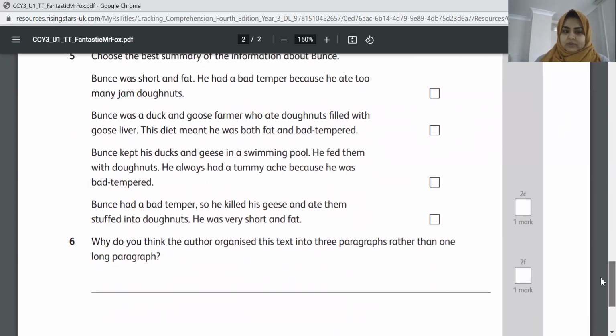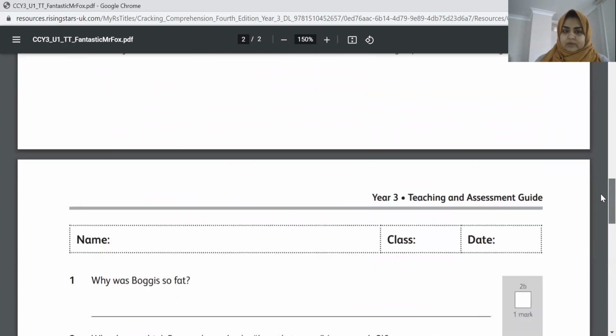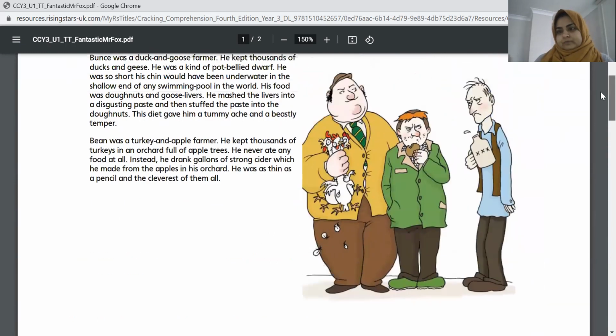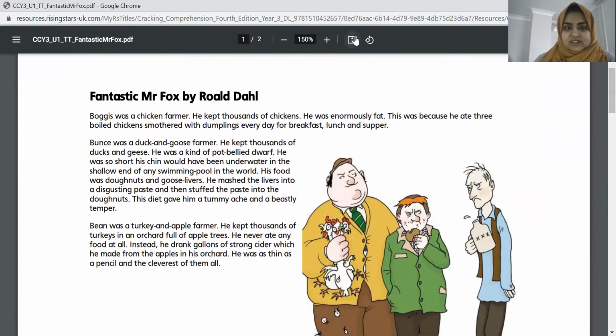Yeah, so now let's get straight into it. Question number 1 is, why was Boggis so fat? When we go back to the text, you don't need to read all of it again. You just need to skim read to see where they speak about Boggis. We know that Boggis was spoken about in this first paragraph here. Now, if you can just pause the screen and answer that question, then when you're ready, come back and I'll explain how we found it and what the answer is.